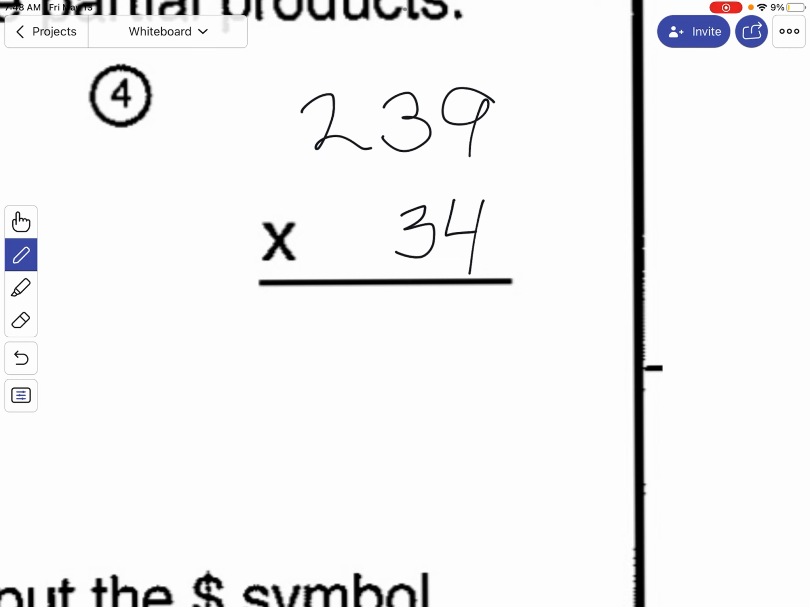Okay, 9 times 4 is 36. Regroup with the 3. 3 times 4 is 12 plus 3 is 15.